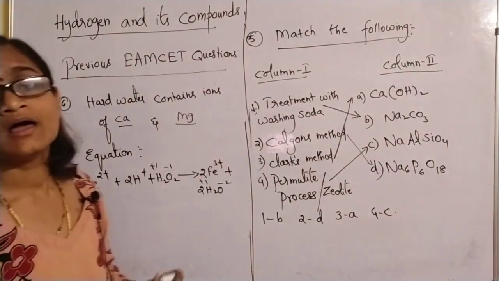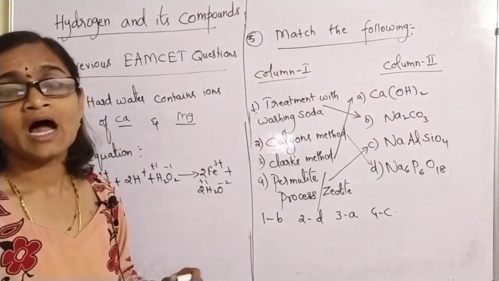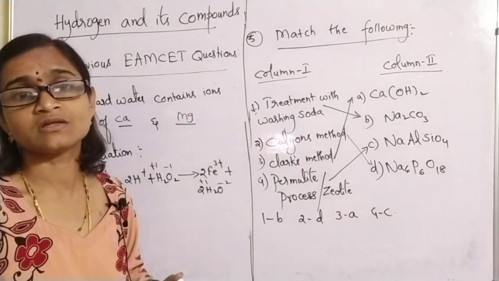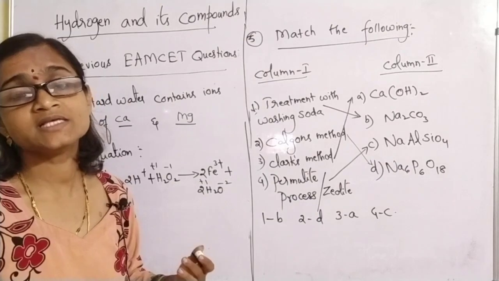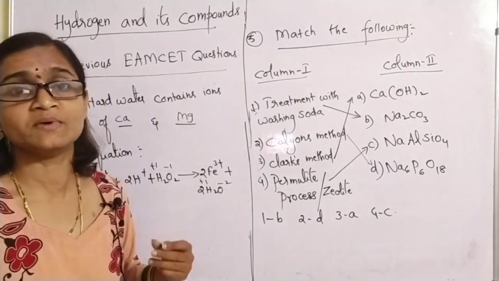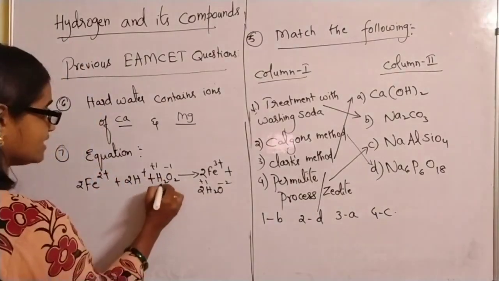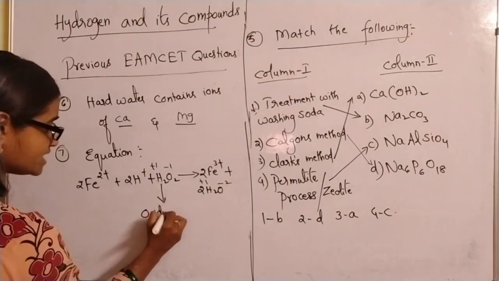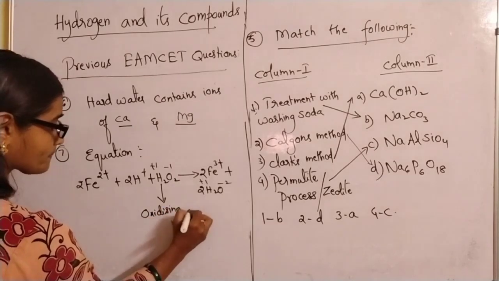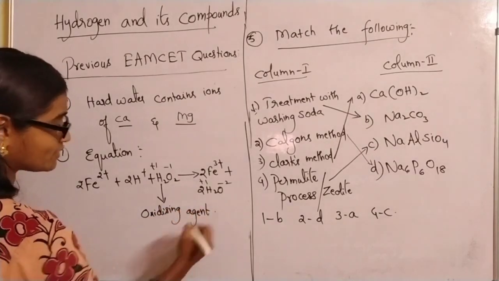So here hydrogen peroxide has undergone reduction. If it has undergone reduction, then it is which agent? It is the oxidizing agent. Please remember. Okay, now hydrogen peroxide here in this equation, it is acting as what? Oxidizing agent. Okay, now you are asked about that only.